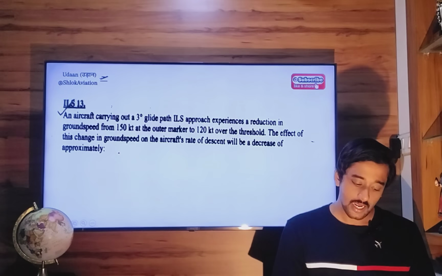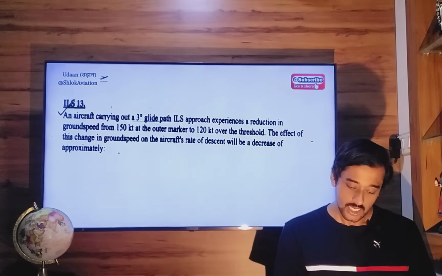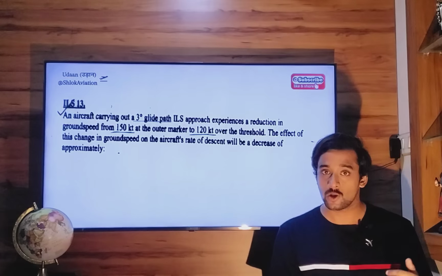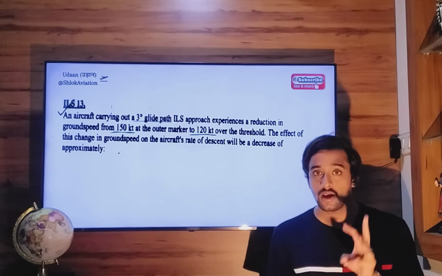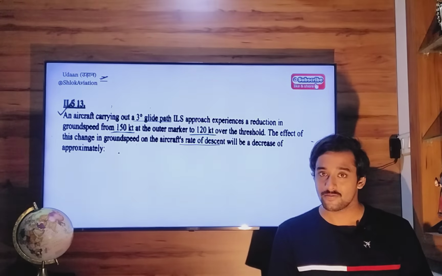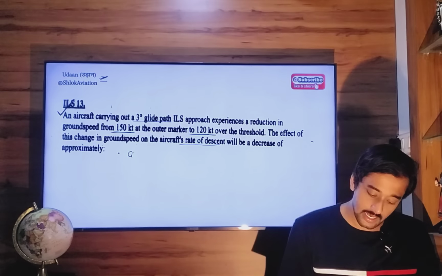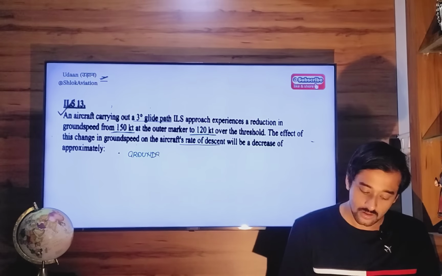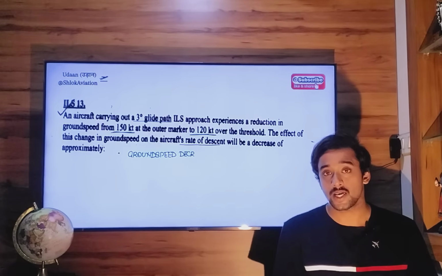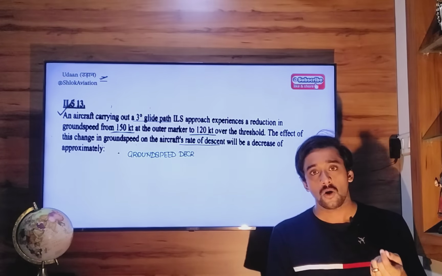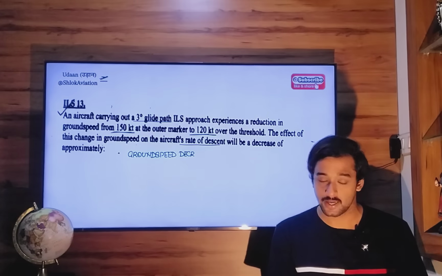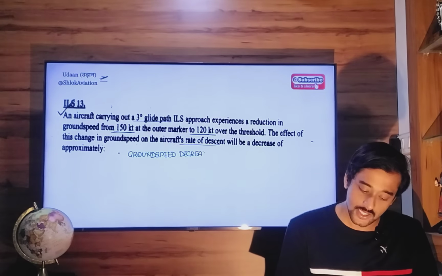Next, you are carrying out a 3-degree glide slope approach, and there is a reduction in ground speed from 150 knots to a new speed of 120 knots. So ground speed decreases by 30 knots. The effect of this change in speed on the aircraft's rate of descent will be what? Remember, whenever ground speed decreases, it can be because of an increase in headwind component, or the pilot's action: the pilot reduces the engine power deliberately.